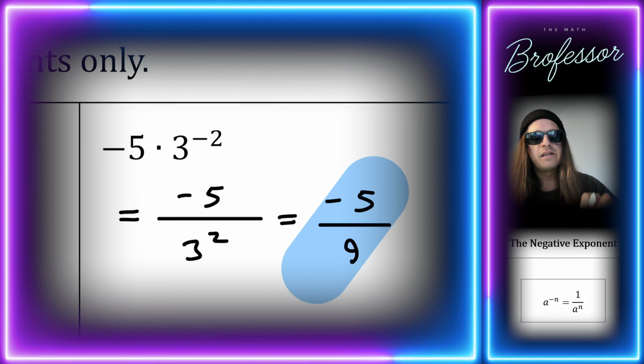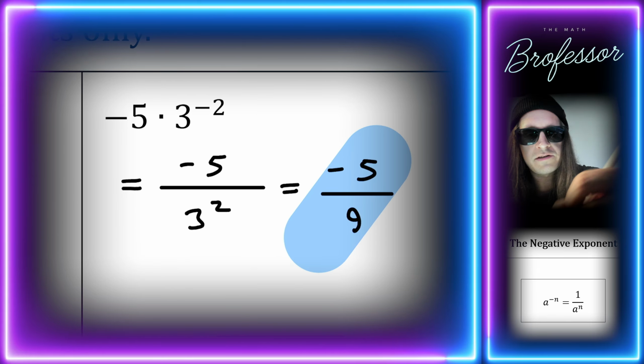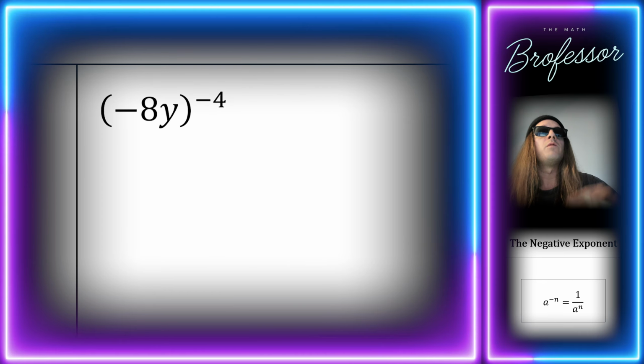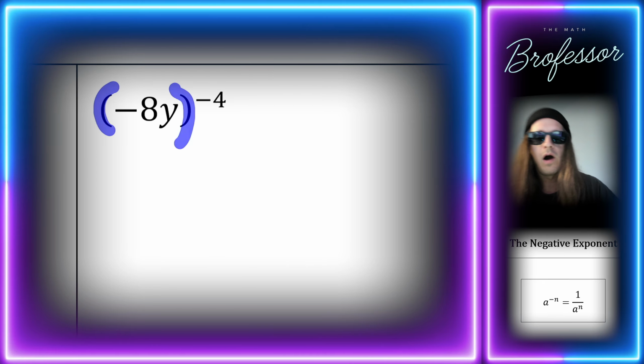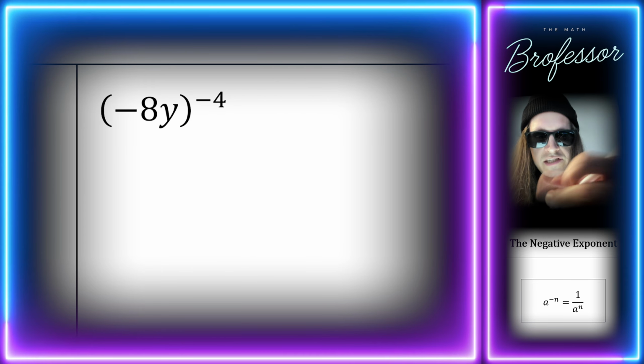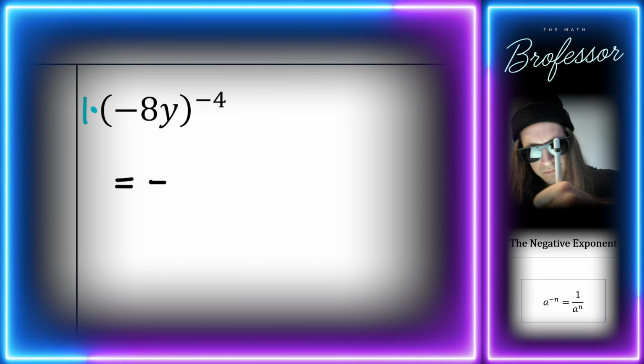Here, notice the difference. This negative 5, there weren't parentheses around the negative 5 and the 3. But here we do. We have parentheses around the negative 8 and the y, which means both of these need to be reciprocated. This is where we're going to use our 1. There is an implied 1 out front. That'll go in the numerator.